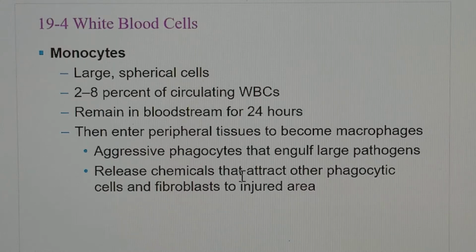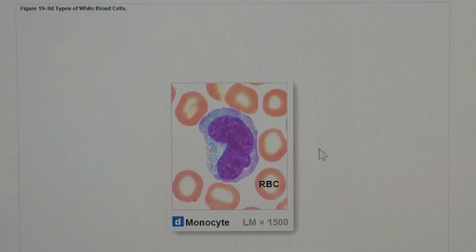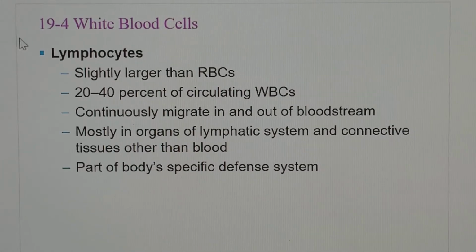release chemicals that affect or attract other phagocytic cells and fibroblasts to the injured area. Here's a picture of the monocytes, again, the largest of the white blood cells. Here we have the lymphocytes, slightly larger than a red blood cell.